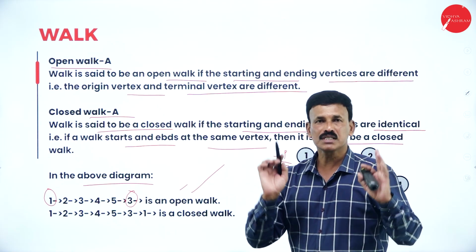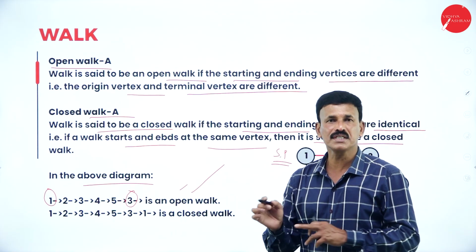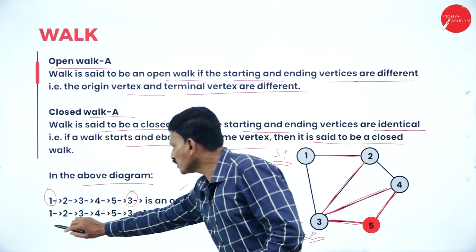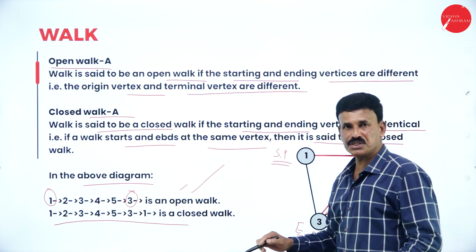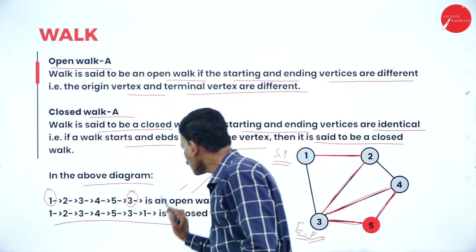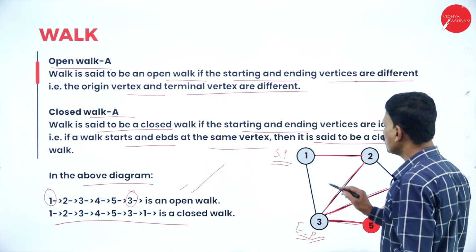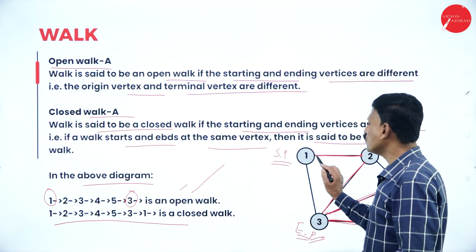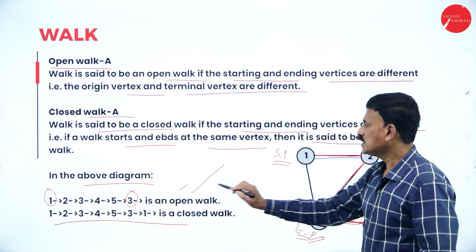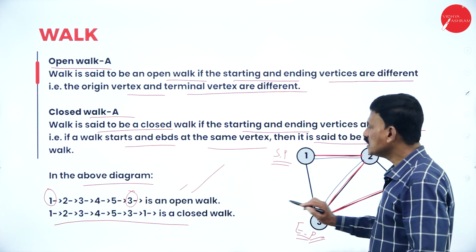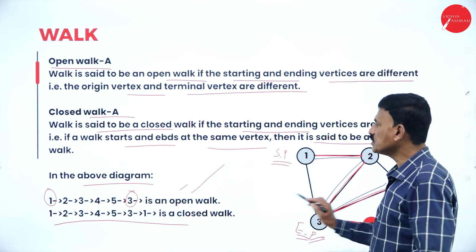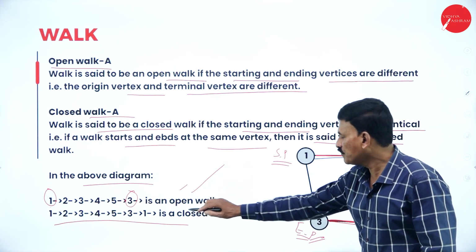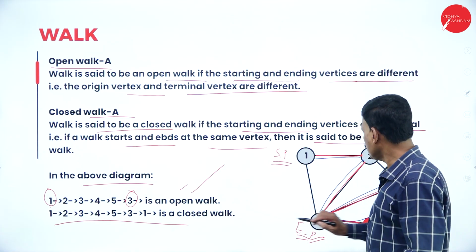A walk in which the starting point as well as the ending point, the initial point and the terminal point, are different is called an open walk. Now let us come to the second one. In a closed walk, the starting point and the ending point must be the same. So the same diagram. It will start from 1 to 2, again 2 to 3, again 3 to 4, again 4 to 5, again 5 to 3, and again from 3 to 1.